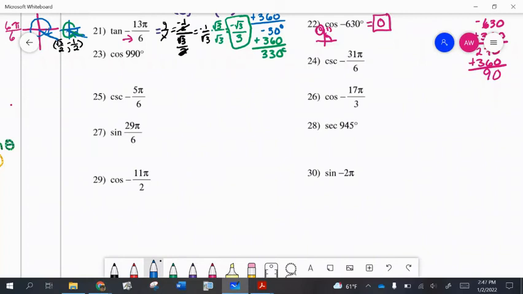Okay, so let's see if we can find the cosine of 990. 990 is not on the unit circle, but I'm going to see if it's coterminal with an angle on the unit circle so that I can use those values to find it.